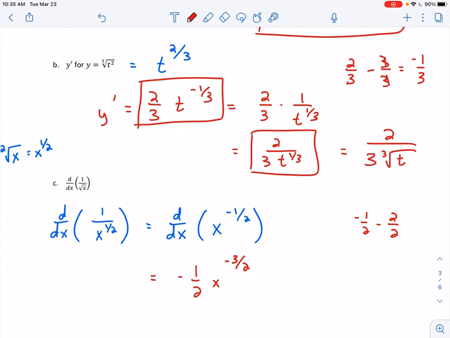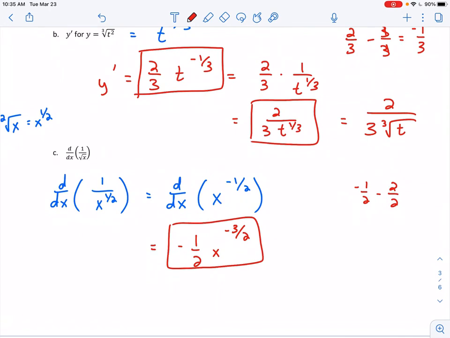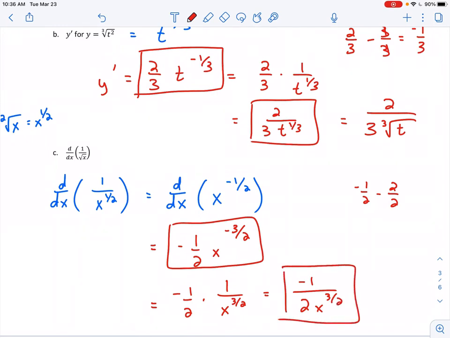Again, you could leave your answer like this if you wanted to. That's perfectly fine. Or if you wanted to rewrite that with a positive exponent, we could rewrite that as negative 1/2 times 1 over x to the positive 3 halves, which is negative 1 over 2x raised to the 3 halves power. Either one of these is perfectly fine for your answer.